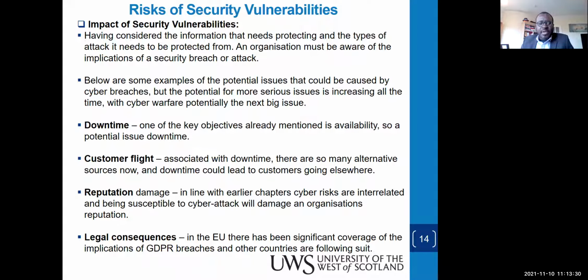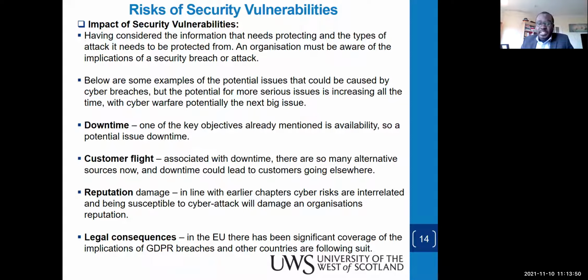Customer flight is also associated with downtime. There are so many alternative sources now, so downtime can cause me to move somewhere. My internet goes off, freezes. I'll leave Virgin Media and join Sky. Also, maybe someone is hacking the system, and it's not allowing their internet to run as it should.